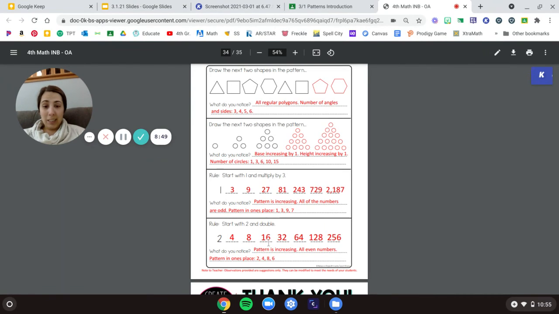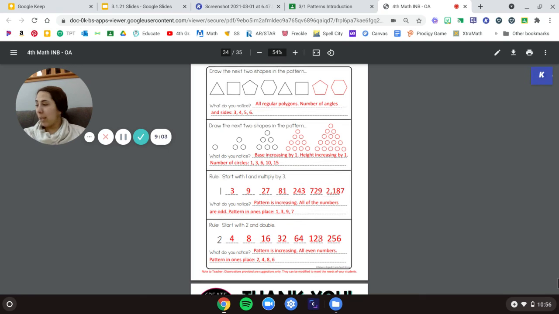Our pattern is increasing. And this time we have all even numbers. Did you see that pattern with the ones place here too? 2, 4, 8, 6, 2, 4, 8, 6. Patterns are awesome.